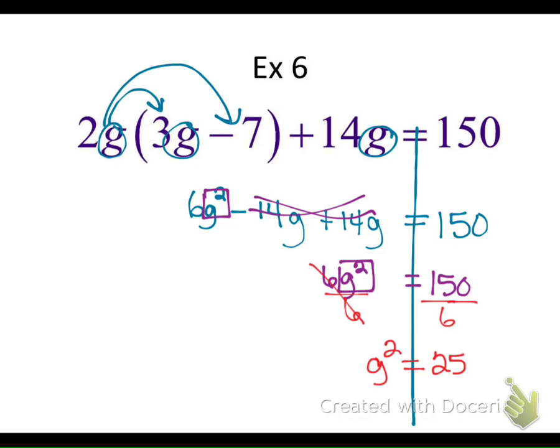Okay. Now my square is by itself, so how do I get rid of my square? How do I get this variable here by itself? Square root it. And if I square root the left side, I have to do what to the right side? Okay, so square and square root cancel. Bring down my g. What's the square root of 25 going to be? It would be 5. Good.